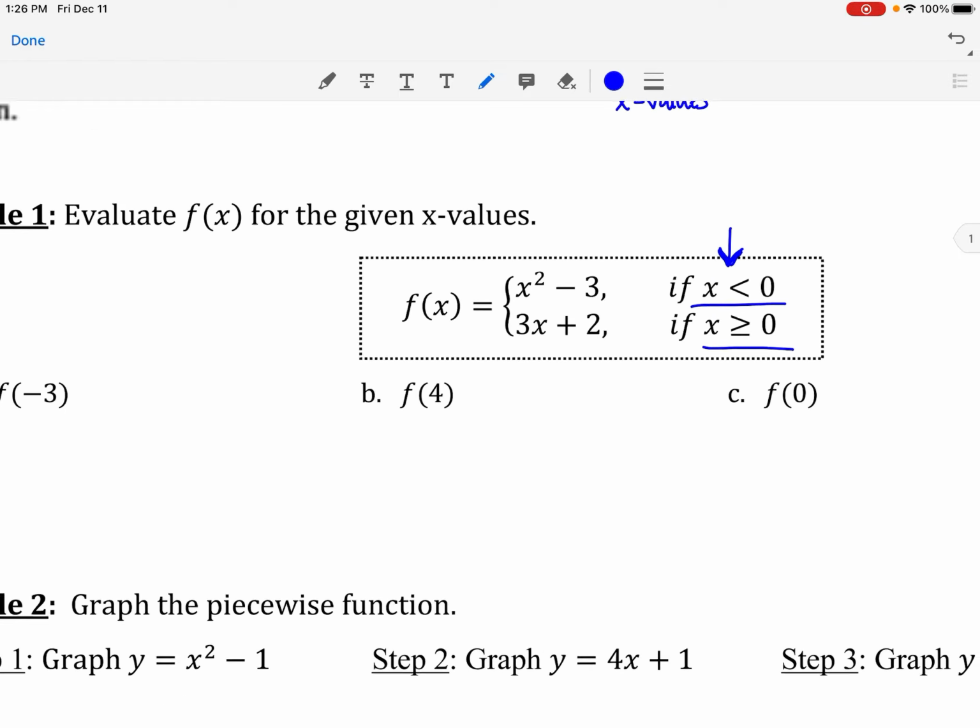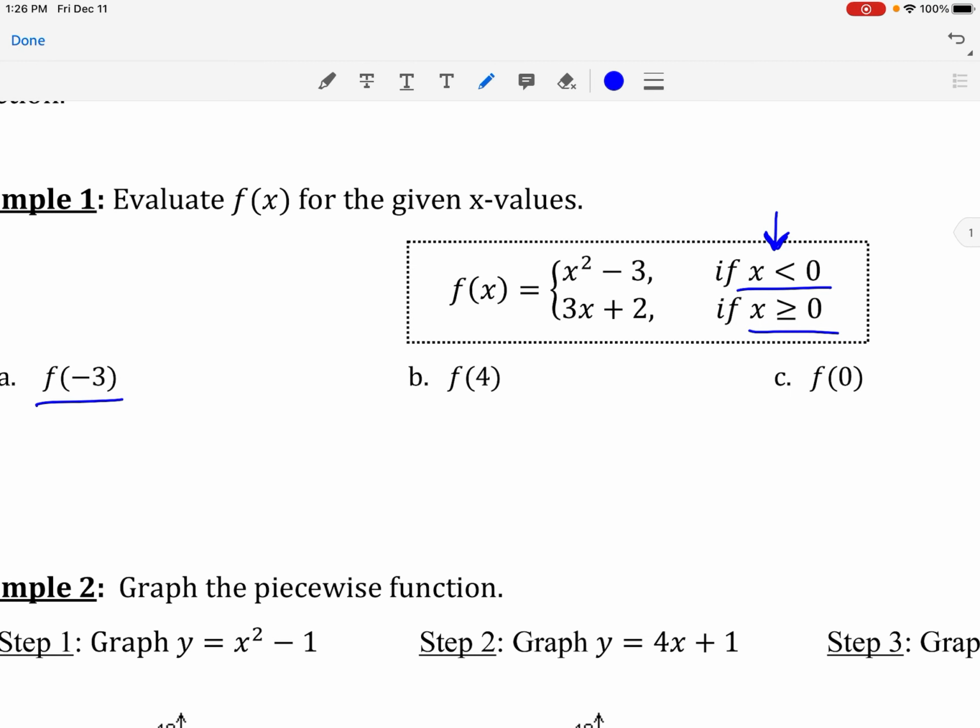For example, over here we are starting with f of -3. We take that over here and figure out: is that less than 0 or greater than or equal to 0? -3 is less than 0, so we're going to be using the top rule, the top part of the function right there. We plug our -3 in to get (-3) squared minus 3, and then we evaluate just like we did before. We square it, which gives us positive 9, minus 3, which is 6. And that would be our answer there.